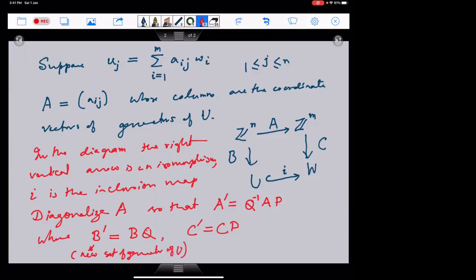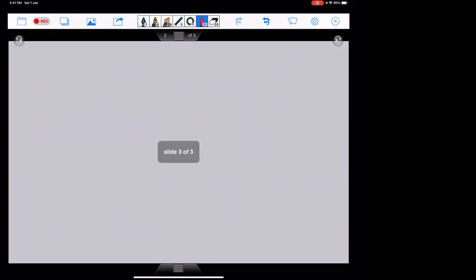Of U. And I know that P and Q are invertible. Their sizes may be different. P is GL_m(Z), Q is GL_n(Z), right? Okay. So again, maybe I can draw the diagram.